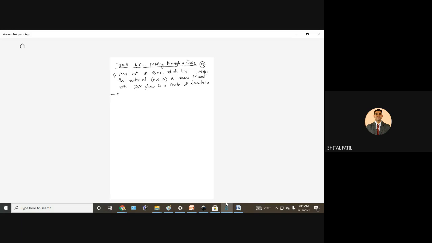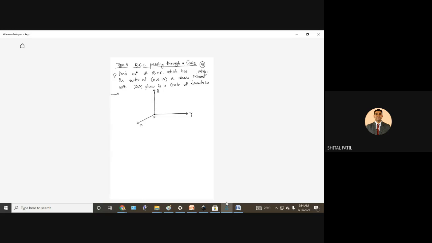To find the equation of the right circular cone having vertex at (0, 0, 10), that is, x coordinate is 0, y coordinate is 0, and z coordinate is 10, the point is on the z axis. And this cone intersects the XOY plane in a circle of diameter 10. So understand how the cone is. This is the z axis, y axis, x axis, and this is the origin.